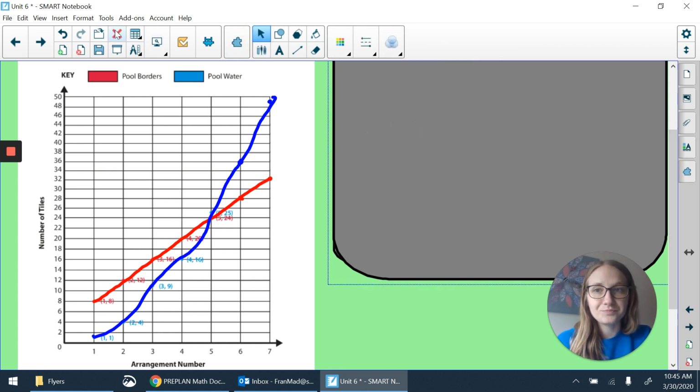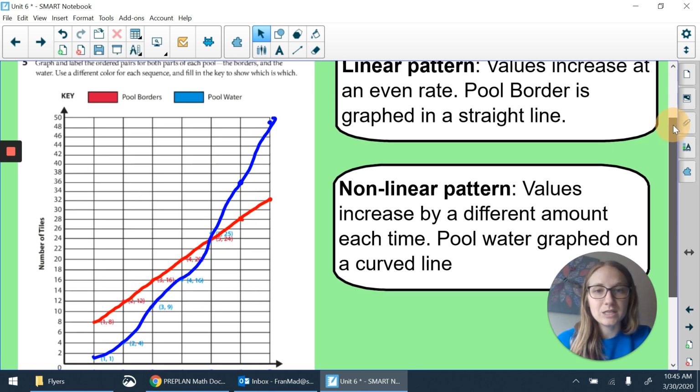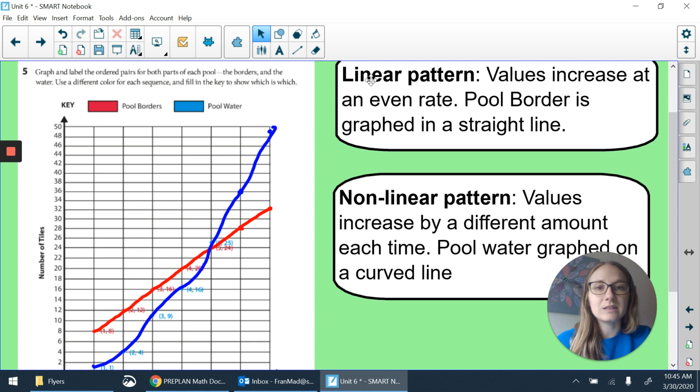So looking at this, and maybe you have some other observations that you noticed, but looking at these two lines that we have, I want to talk about 2 vocabulary words that we can link to these. So the first is a linear pattern. A linear pattern means that the values increase at an even rate, and an example of this would be our pool border graph. It's graphed in a straight line, and we know that every time we added 4 tiles. So this is a linear pattern because it increased at an even rate. It increased by 4 every time.